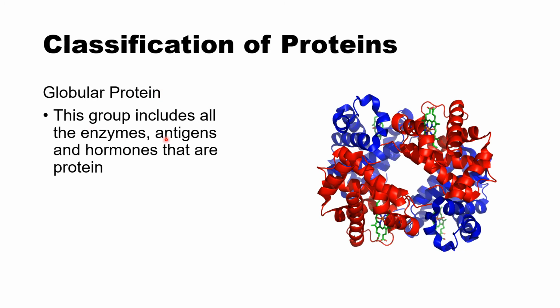Then you have globular protein. This group includes all the enzymes, antigens, and hormones that are protein. All enzymes, antigens, and hormones that are proteins are classified as globular protein.